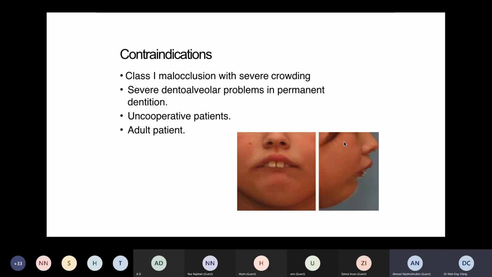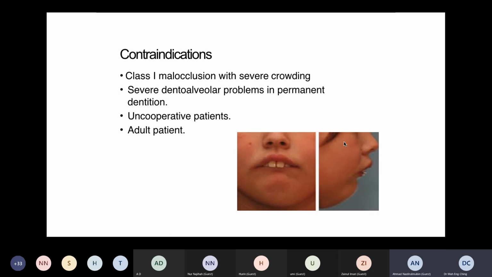Severe dentoalveolar problems in permanent dentition, again crowding, whatever, or infraocclusion where you need a lot of extrusion and intrusion, are best dealt with fixed appliances.